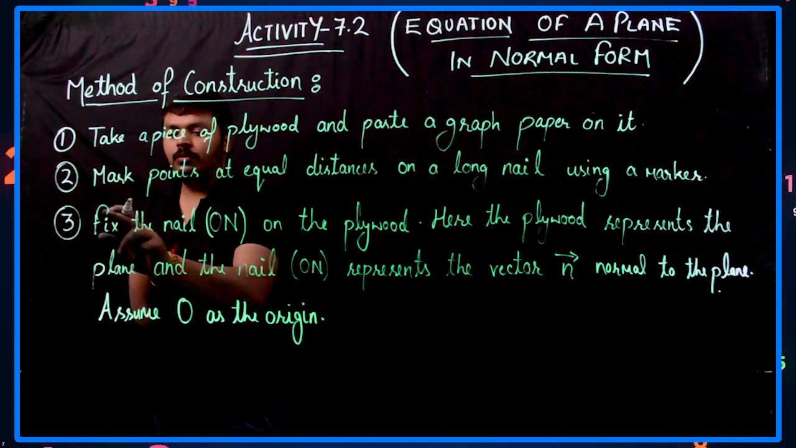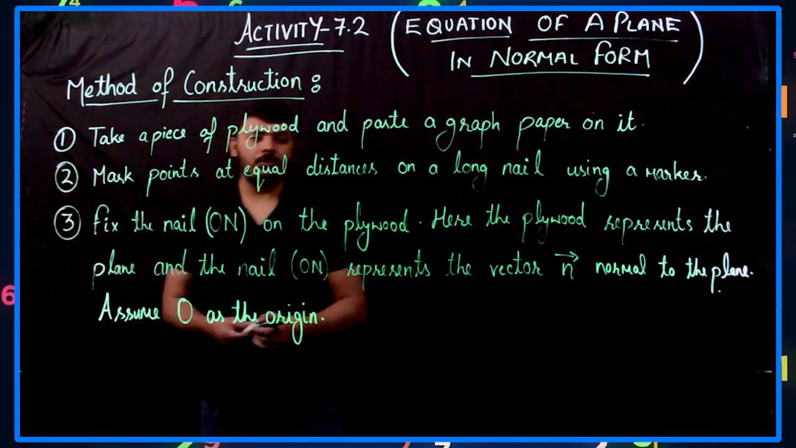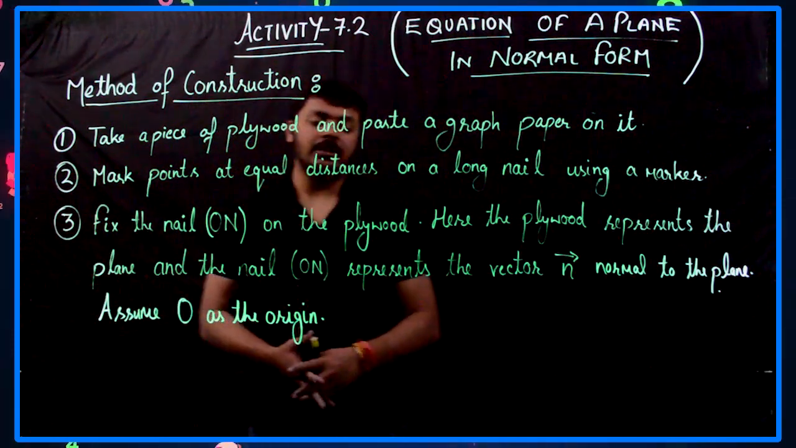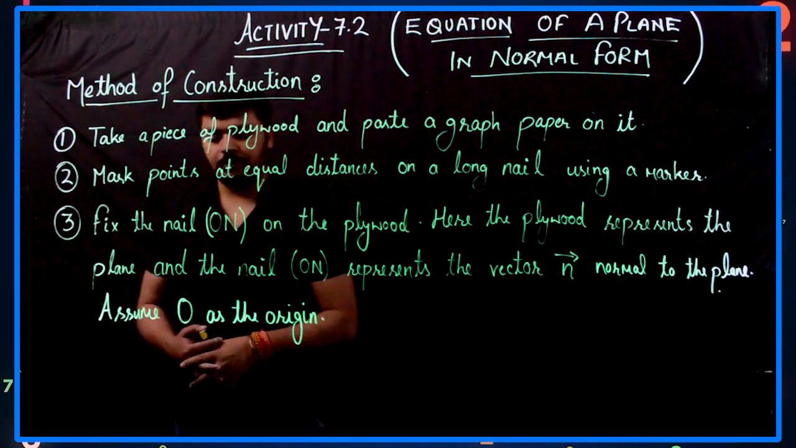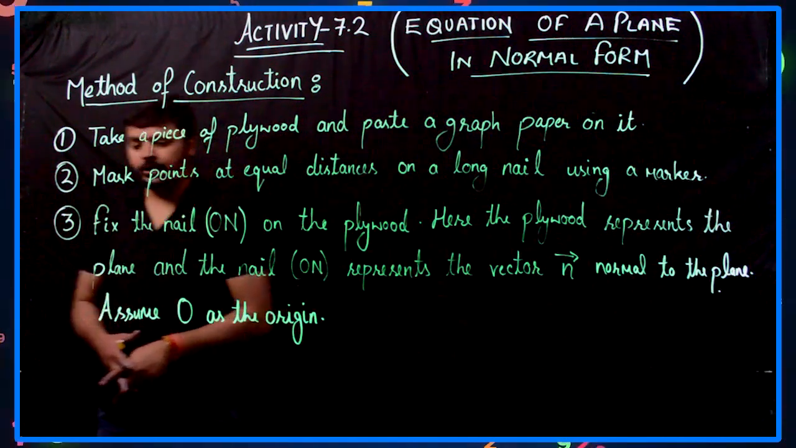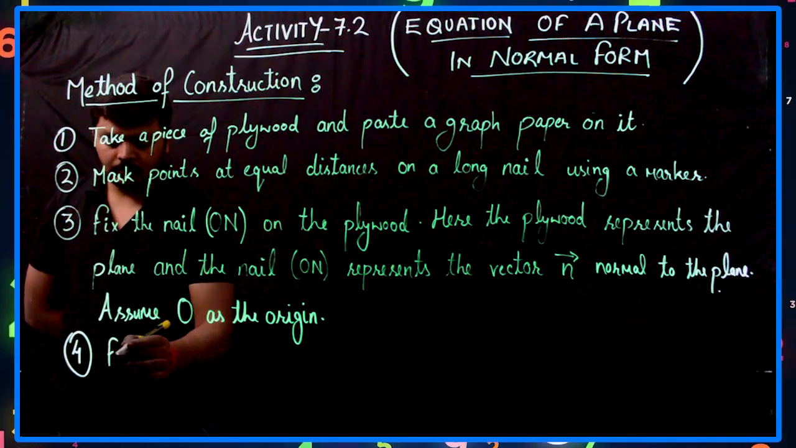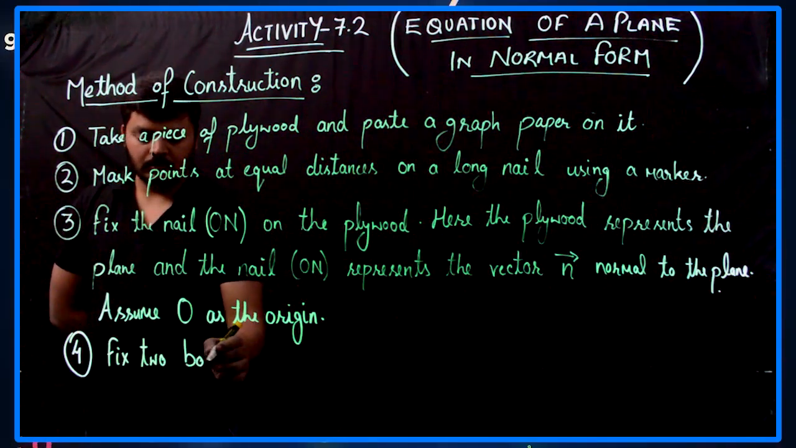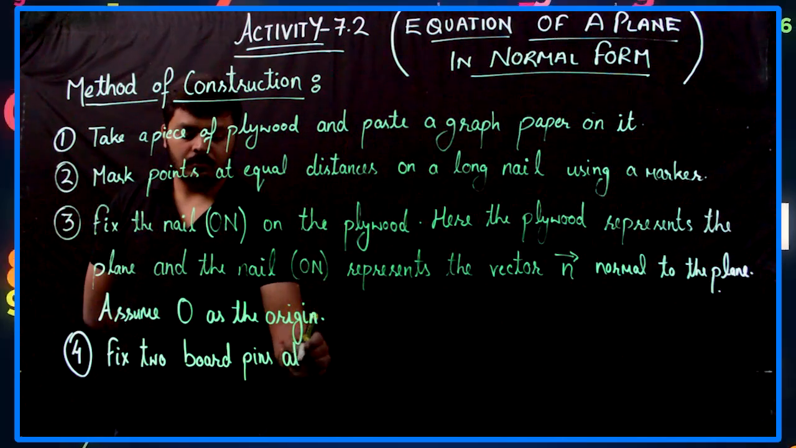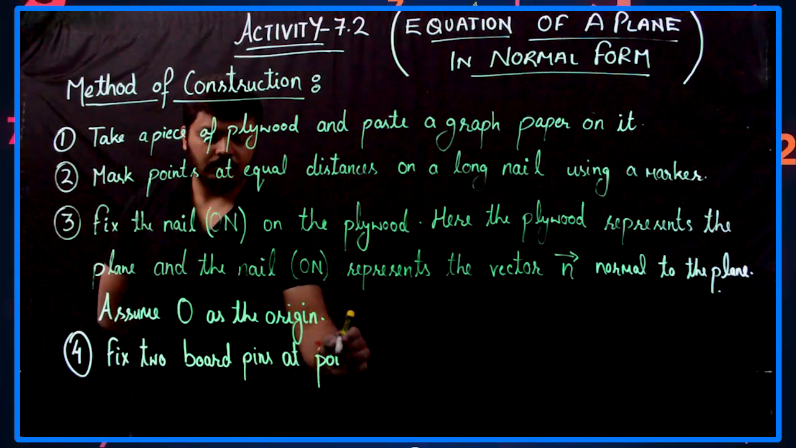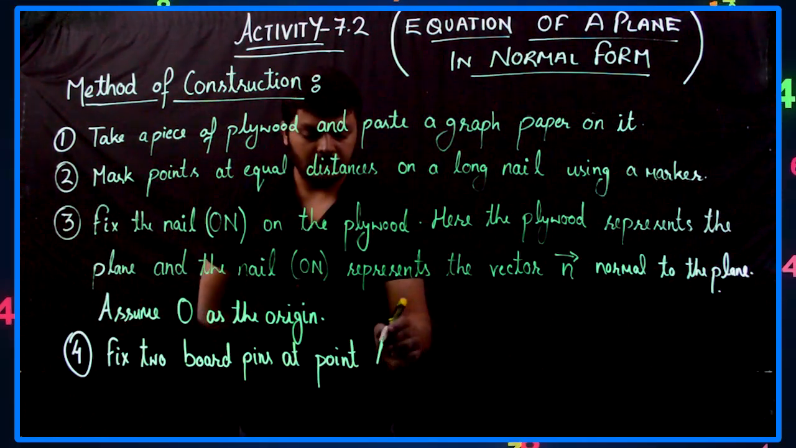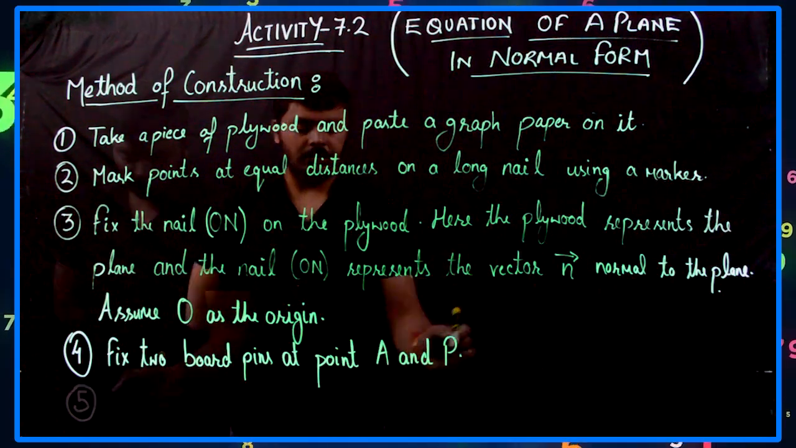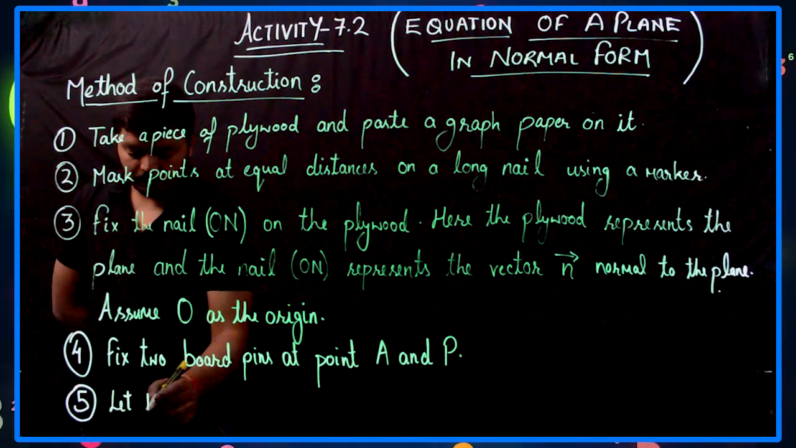So in step 3, we fix the nail ON on the plywood. Here the plywood represents the plane and the nail ON represents the vector n normal to the plane. Assume O as the origin. Fix 2 board pins at point A and P.